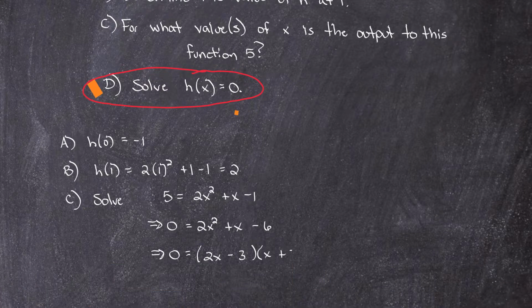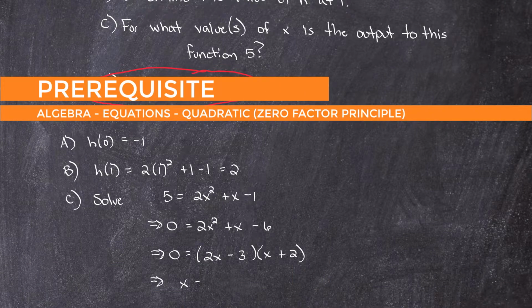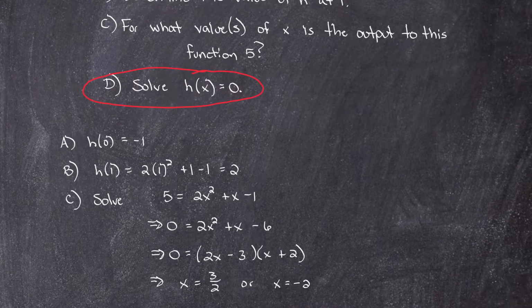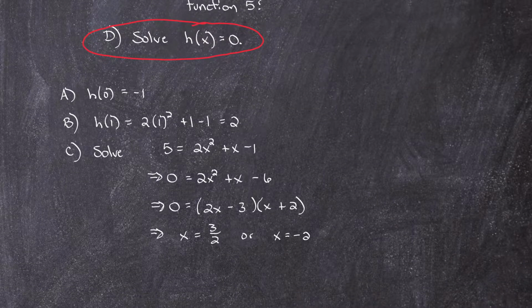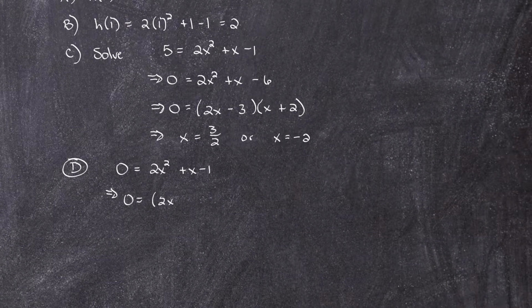Note we have to use the zero factor principle here in our factoring prerequisite skills to finally get x is equal to 3/2 or x is equal to -2. While the mathematics is slightly higher in level of difficulty, students usually don't mess up here. But, as I said a moment ago, part D is where I catch most people. Solving h of x equals 0 means our output is 0, and we need to find the corresponding value or values for our input x. Solving 0 is equal to h of x, we get, again, via factoring and the zero factor principle, x is equal to 1/2 or x is equal to -1.